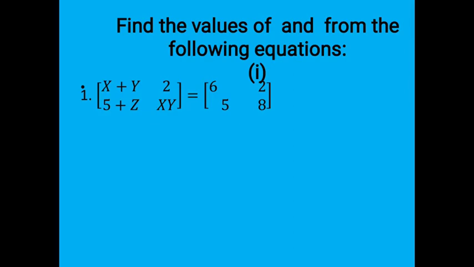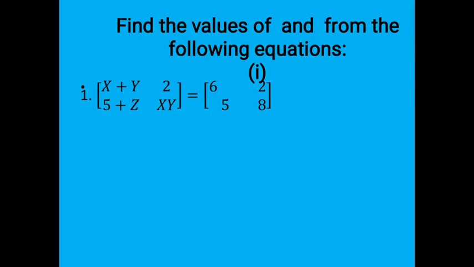So what is the corresponding element of x plus y? That is 6. What is the corresponding element of 2? That is equal to 2. It means the first row, second element is the same, and the third one is a21. Here 5 plus z equates with a21, that is 5. So what is the value of z? You know from class 10th, when you solve 5 plus z equal to 5, it will come z equal to 0. Similarly, xy is equal to 8.